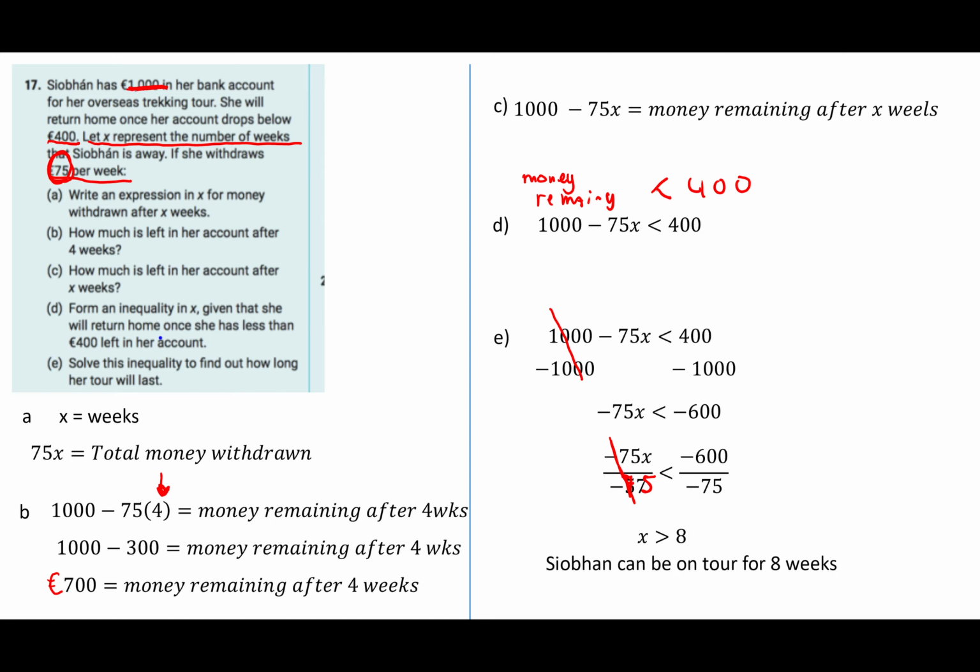This means that Siobhan can be on tour for 8 weeks. Remember, we said at the start that X is our number of weeks. So X is greater than 8. Siobhan can be on tour for 8 weeks. Please pause and take down this example if you have not already done so.